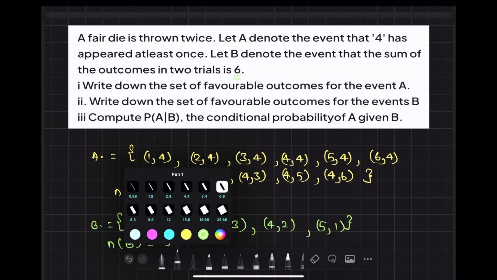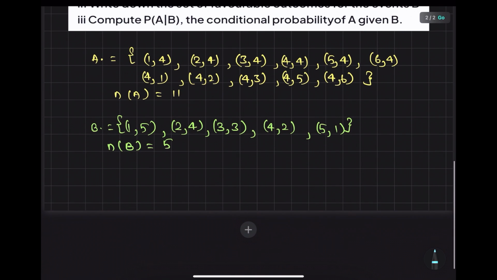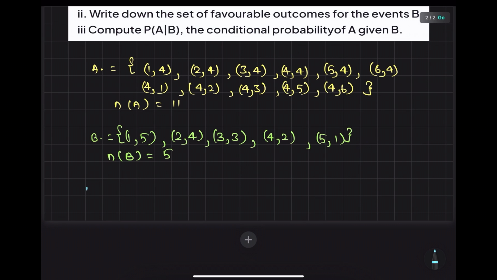Now look at this. Compute probability of A given B, the conditional probability of A given B. According to the question, for probability of A given B, I will write probability of A intersection B, and then P of B. You can go with n also, because you know that the sample space will be 36 for each, since you are throwing the dice 2 times.